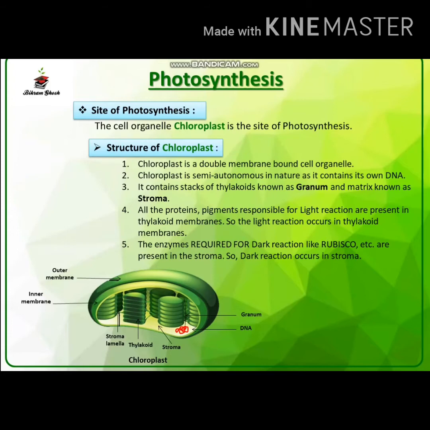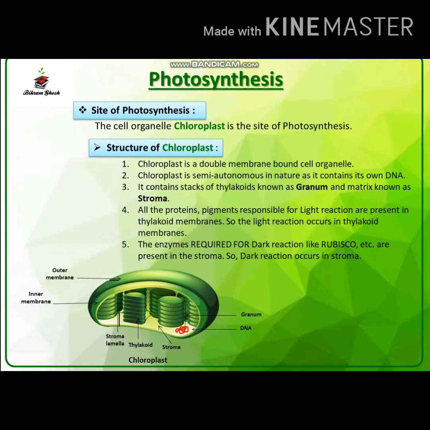All the proteins and pigments responsible for light reactions are present in the thylakoid membranes, and so the light reaction occurs in the thylakoid membrane. The enzymes required for dark reaction like Rubisco etc. are present in the stroma. So the dark reaction occurs in the stroma. We can see the diagram here of the structure of the chloroplast.